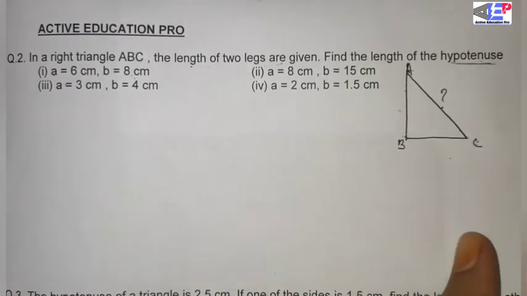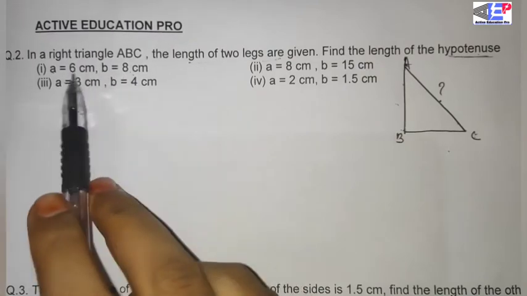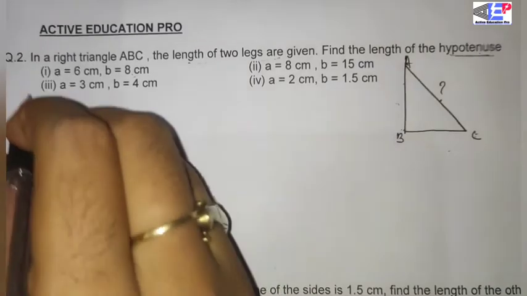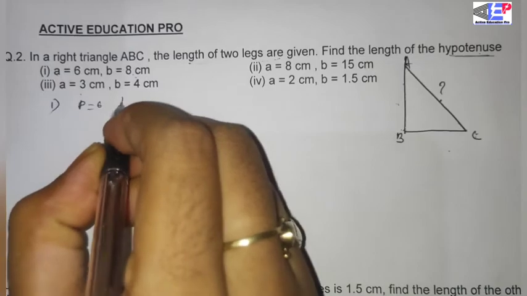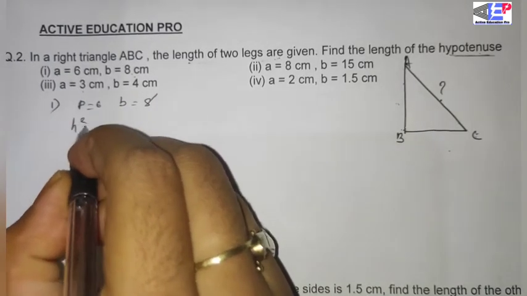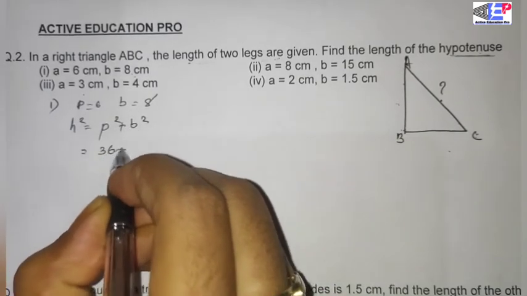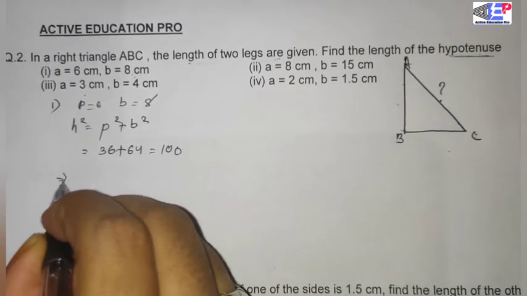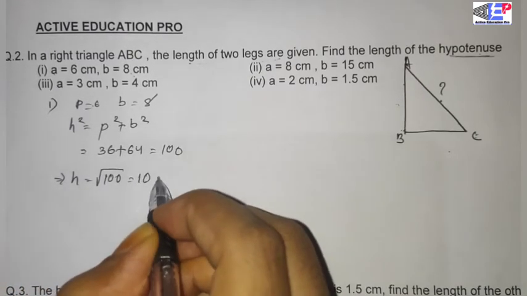So let's start the question, bit 1. A is equal to 6, B is equal to 8. Here I take P is equal to 6 and B is equal to 8. H square is equal to P square plus B square, so H square is equal to 36 plus 64, which is equal to 100. So H is the square root of 100, which is equal to 10. So this is 10 centimeter.